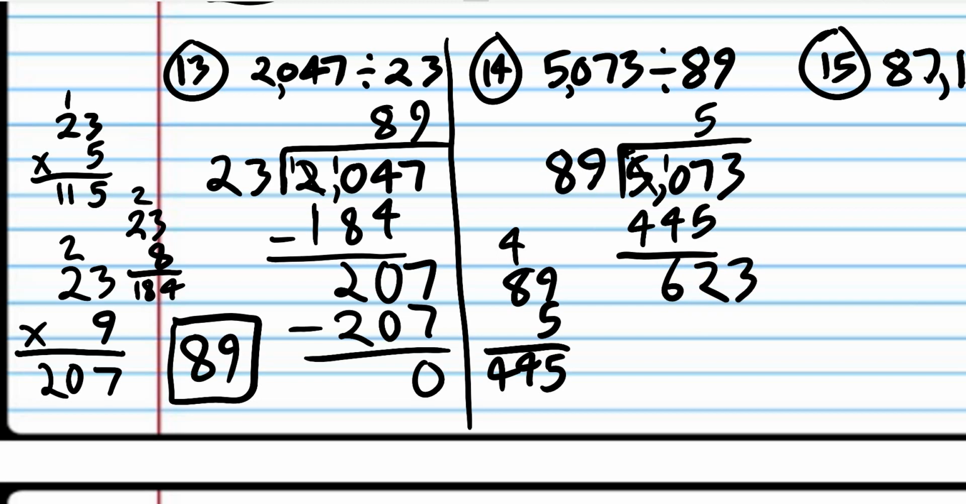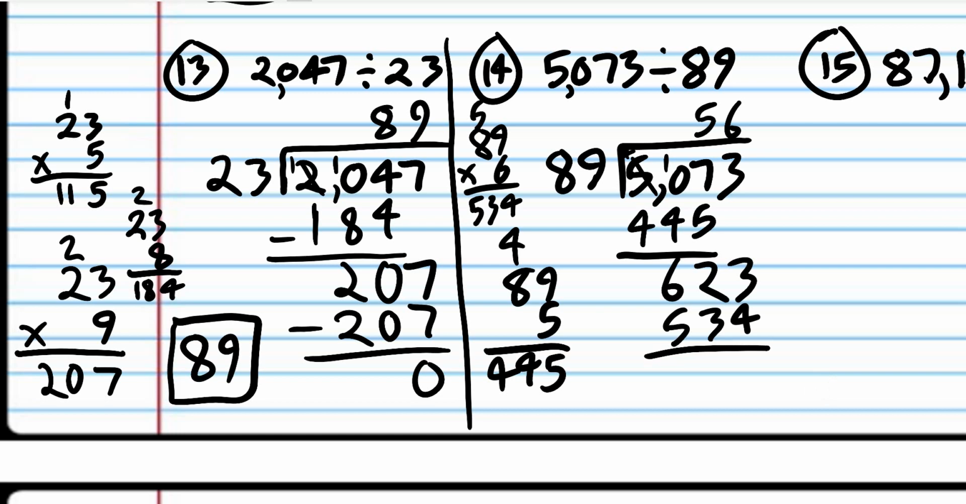So again, I don't know how many times it goes in, but I'm just going to estimate. I'm going to pretend that 89 is 100, and I'm going to say, okay, I know 100 goes into 623 about 6 times, because 6 times 100 is 600. All right, so I'm going to say 6 times. It could be 7 times. I have a feeling it could be 7 times, but let's try 6. So 89 times 6. 9 times 6 is 54. 8 times 6 is 48. Plus 5 is 53. 534. All right. So put your 6 up here. 6 times 89 is 534.